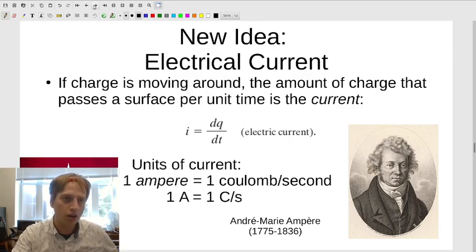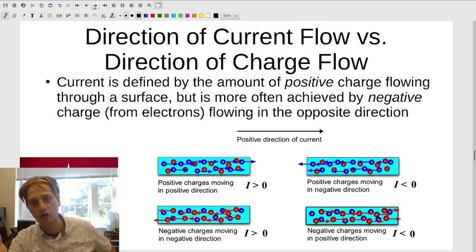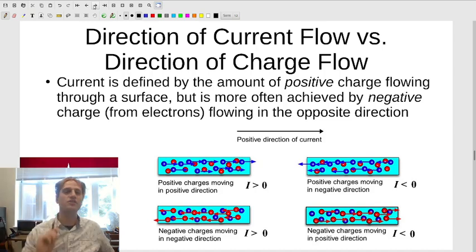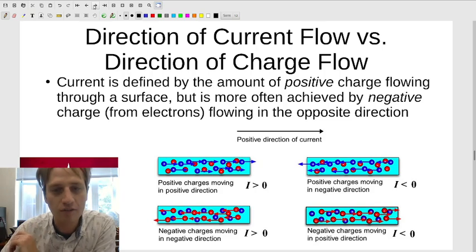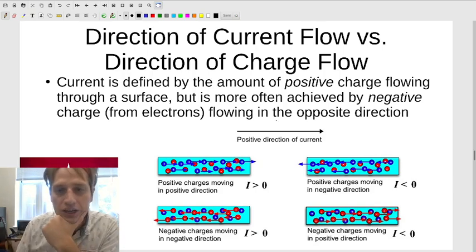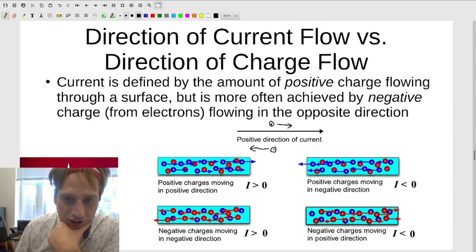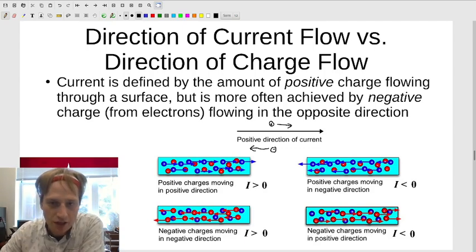Now, there is a hook that is a little bit confusing, and that is that you have to define a direction for your positive direction of current. That has always been true because we always had to say, that's my plus x direction, this is my plus y direction. But the tricky thing is that you can get a positive current in two different ways. You can have your plus particles go in the direction that I've indicated, or you can have your minus particles going the other way. Minus times minus gives you plus. Plus times plus gives you plus.